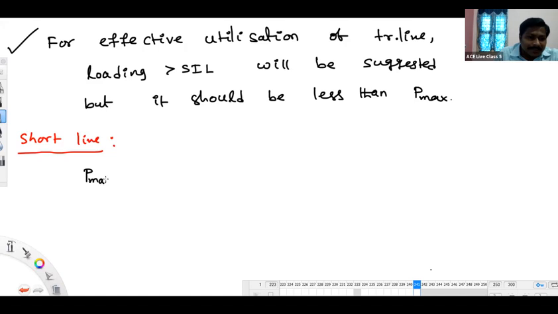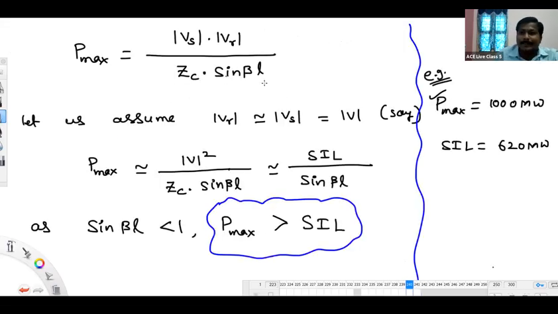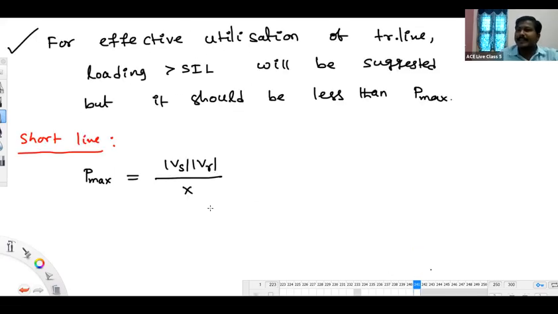So I can write the Pmax equation approximately as mod Vs into mod Vr by series inductive reactance. The original equation is VsVr by Zc sin beta l, but approximately speaking, it is VsVr by X. Listen, very simple. As the length of the line is very low, the X value is very less, so obviously Pmax will be very, very large in value.